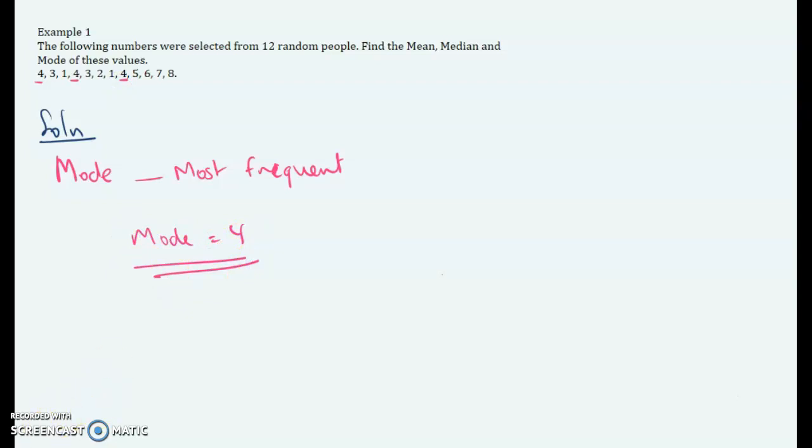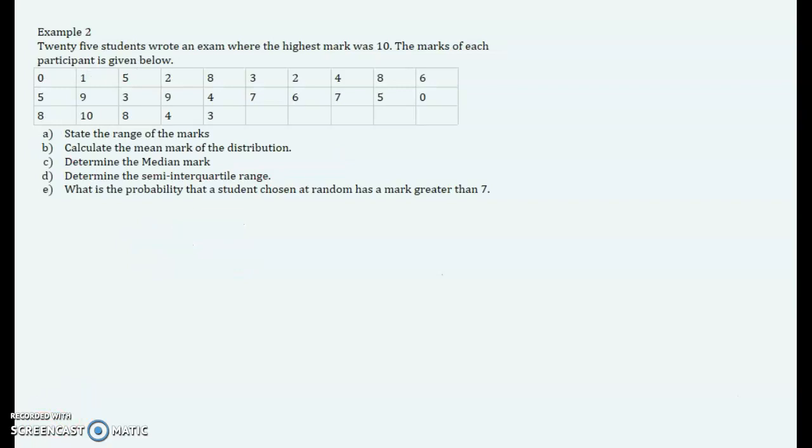So now I'll move on to a more complex question on the ungrouped data. Example 2. Now this particular question tells us that there are 25 students who wrote an exam and these are their marks, right? So they ask us a few things. State the range of the marks, calculate the mean, determine the median mark, determine the semi-interquartile range. Now this is new, right? What is the probability, and so on. This is new as well. So I plan to go through all of these as well as this one.